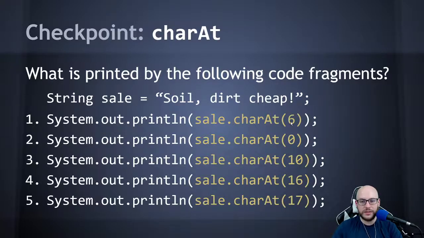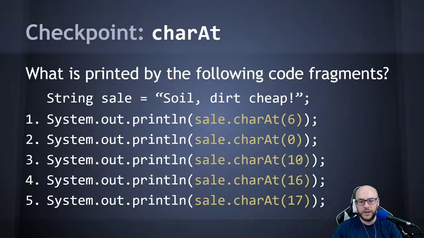Sale, charAt 6. Well, that's easy. 1, 2, 3, 4, 5, 6. But whoa, what do we just see? Our first index is not 1, it's actually 0. So it's 0, 1, 2, 3, 4, 5, 6. This first one, right, we're going to go into sale, get the character at index 6. That should be a lowercase d. This one here, the character at 0, capital S, that one's easy.